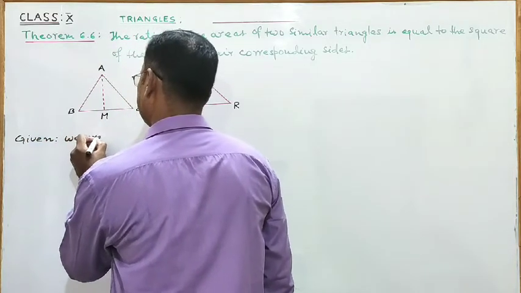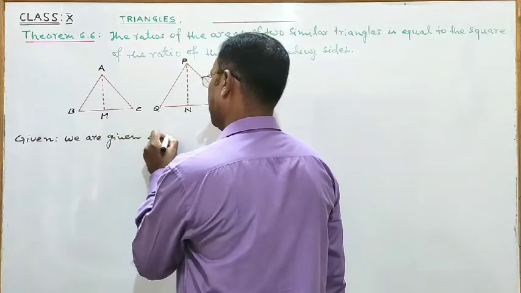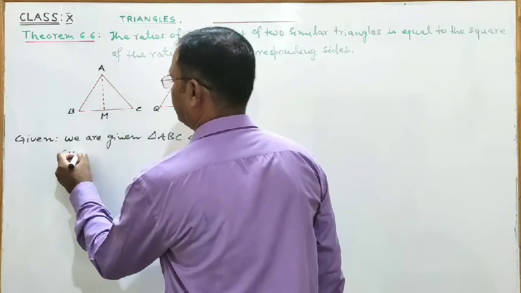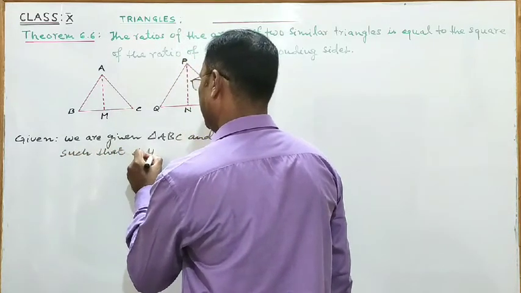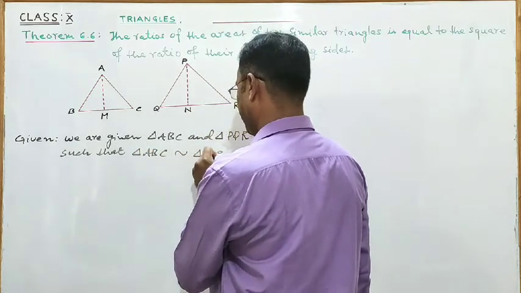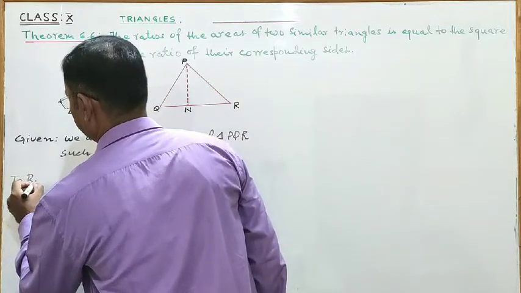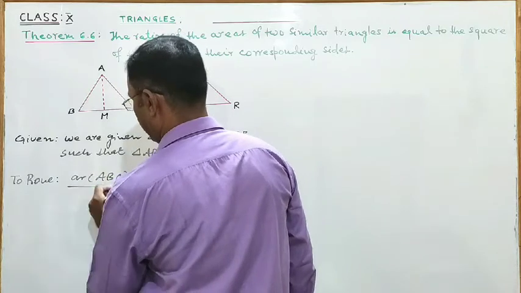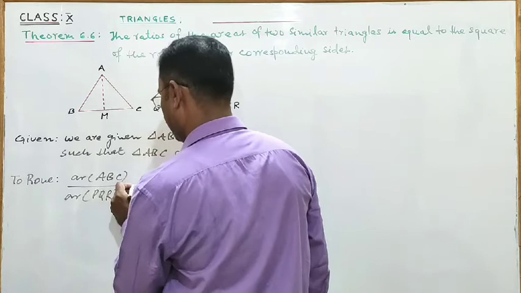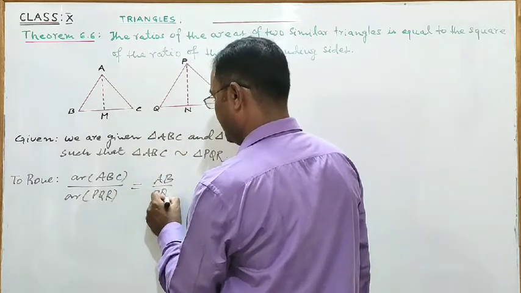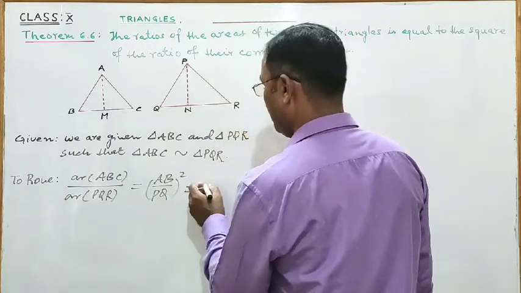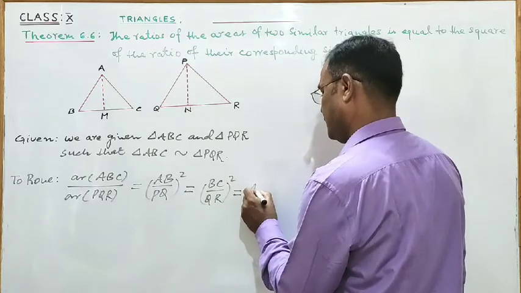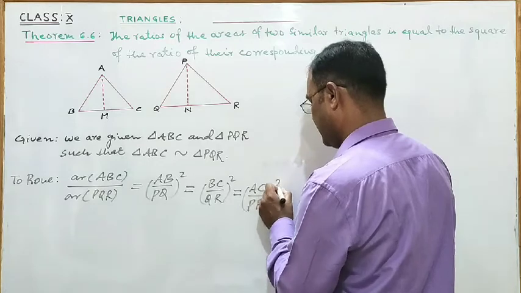We are given that triangle ABC and triangle PQR are such that triangle ABC is similar to triangle PQR, and we have to prove that area of triangle ABC by area of triangle PQR is equal to AB by PQ whole square is equal to BC by QR whole square is equal to AC by PR whole square.